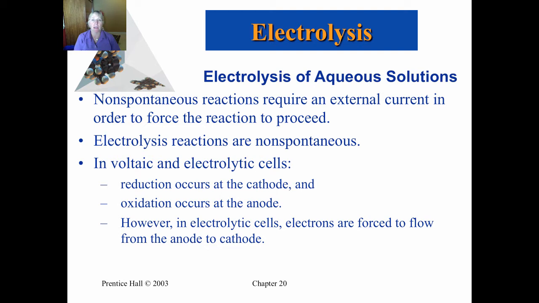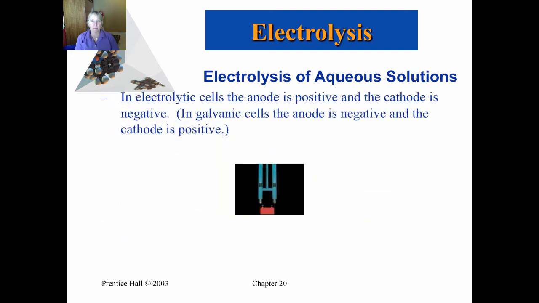So they're non-spontaneous. But the parts that are the same is reduction still occurs at the cathode and oxidation still occurs at the anode. The difference primarily is that it's a non-spontaneous flow of electrons where they're forced to flow from an outside external source of energy.